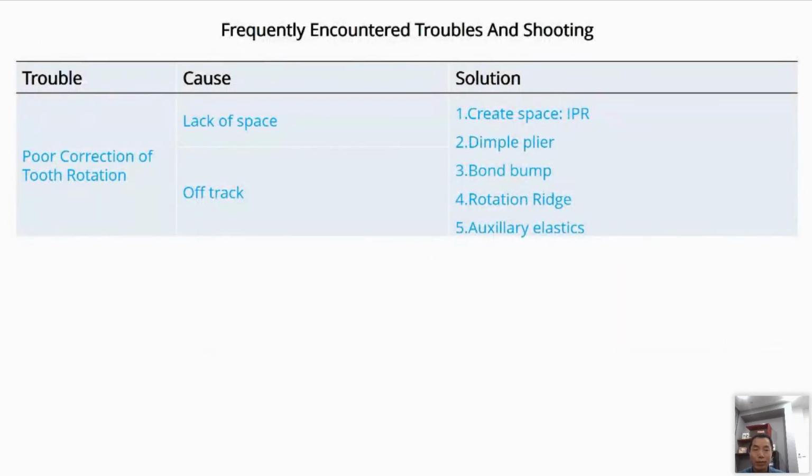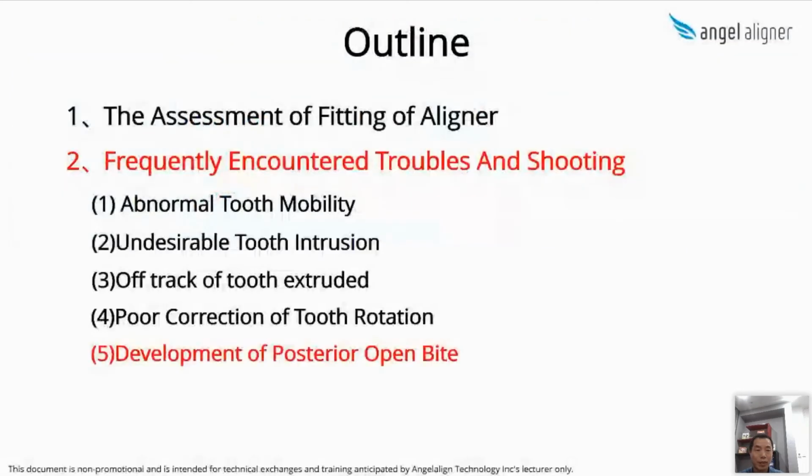So the summary for the poor correction of tooth rotation: the trouble, the cause, and the solution. We come to the last one, about the development of posterior open bite.